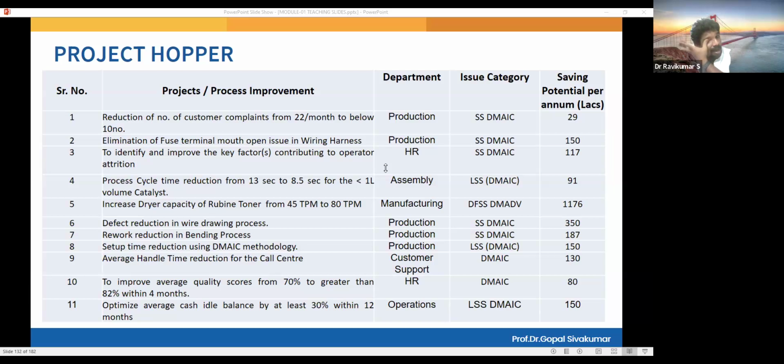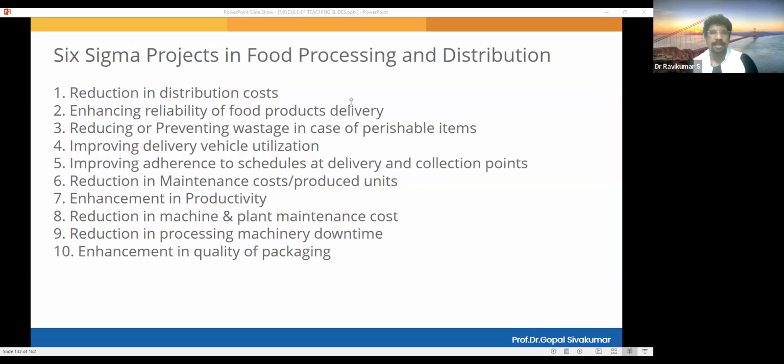So obviously, this hopper helps you to collect the list of projects, and it helps you to choose a project which is going to benefit you more, which is going to provide you more advantage to the organization in terms of growth, customer satisfaction, turnover, market share, long-term goal achievement, all these things. Okay, so now you have a list of 11 projects in the hopper. Then list out the projects. Similarly, you can identify a lot of projects in different sectors.